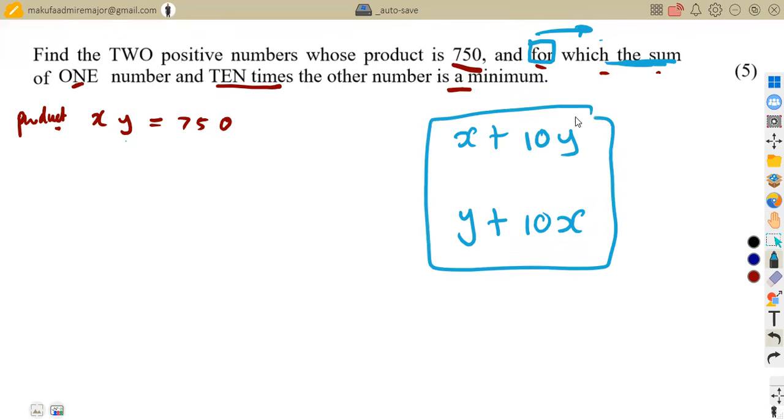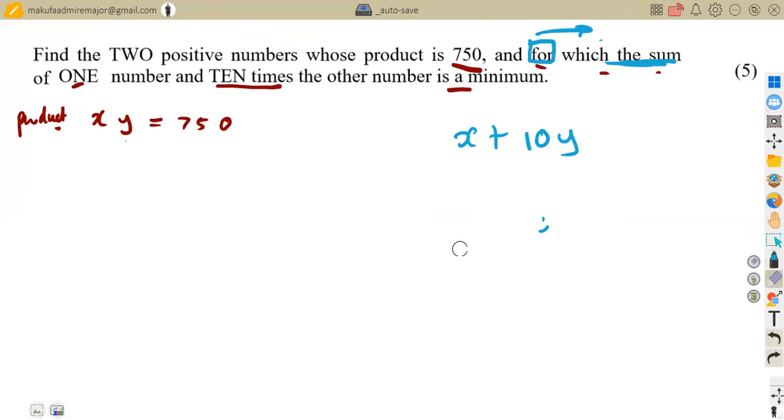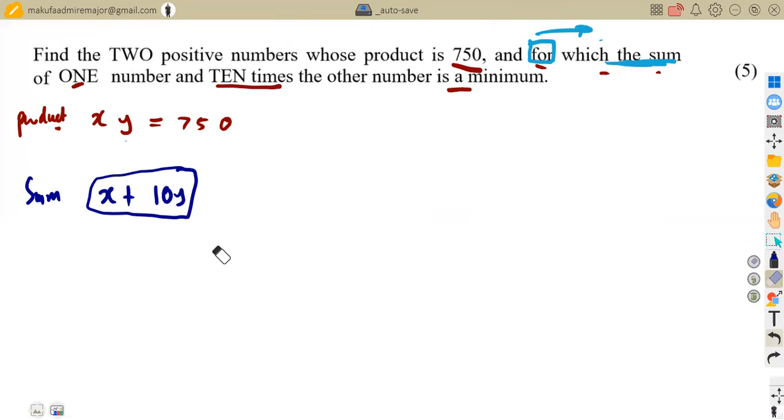These expressions that we have are supposed to be minimum. So which condition are you going to work with? All right, I'm just going to take the first part here. x plus 10y is the expression for the sum. So we are saying our sum of the first number is x plus 10y, 10 times the other one. So this is the expression for the sum that I'm going to choose to work with. Like I said, you can even use the second one. So with this expression for the sum, they are saying this sum that we see here has to be minimum.